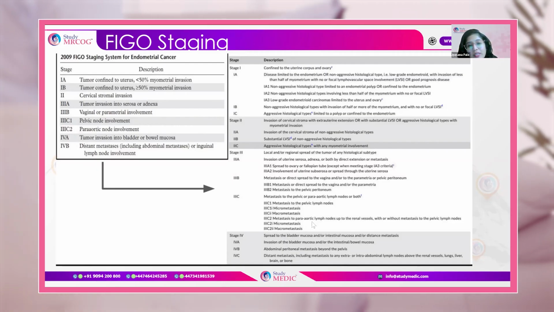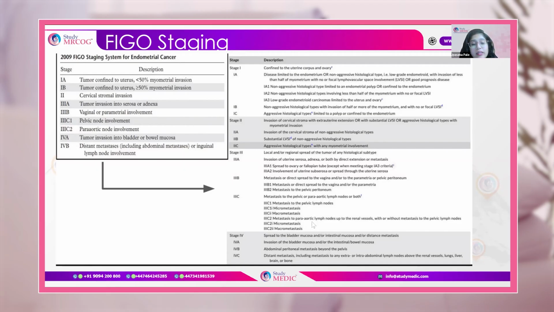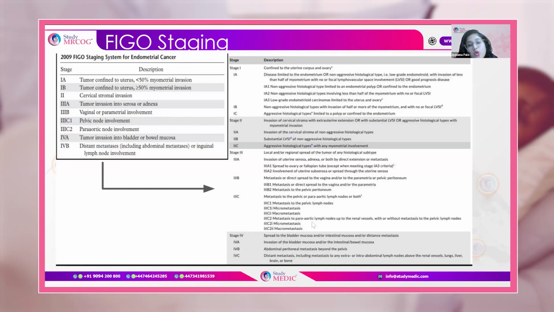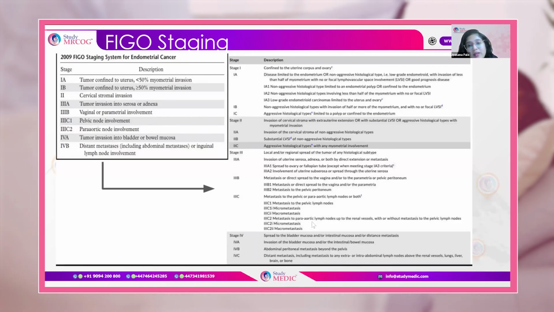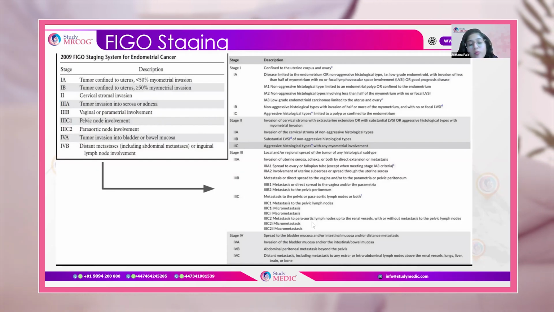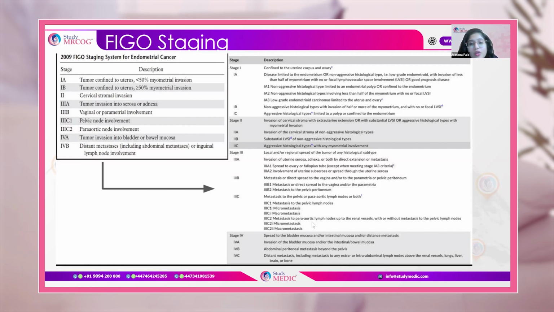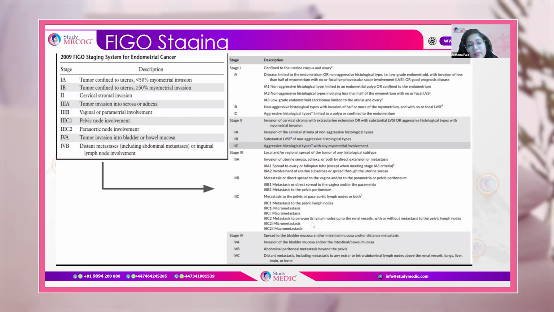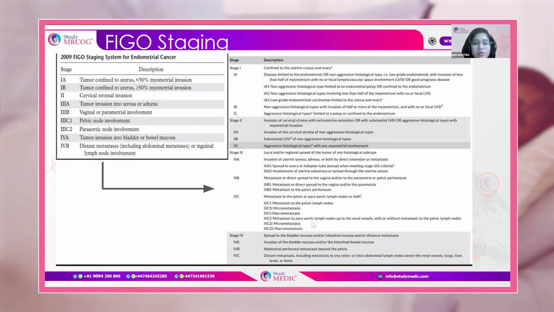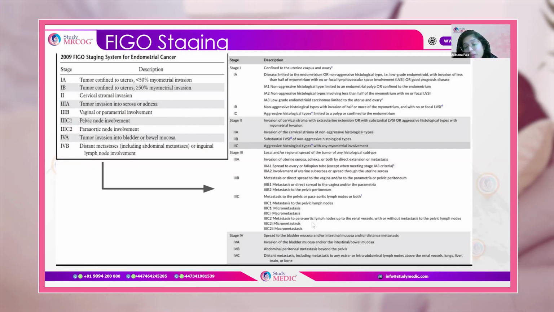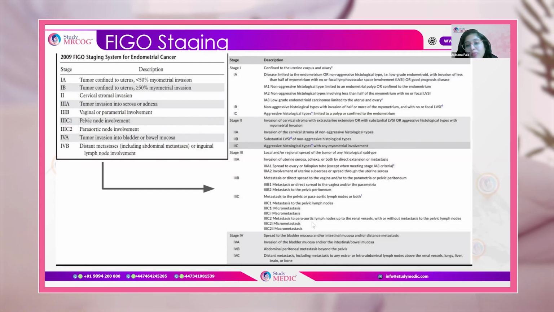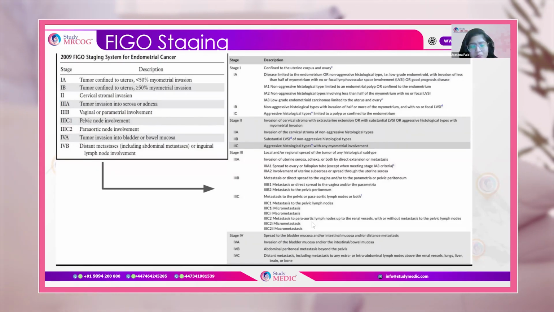Now coming to 3A, it is again divided into 2 types, 3A1 and 3A2. 3A1 is spread to the ovary or the fallopian tube except when meeting the stage 1A3 criteria, and 3A2 is involvement of the uterine subserosa or spread through the uterine serosa. 3B2 is metastasis to the pelvic peritoneum. Remember, it is to the pelvic peritoneum only, and 3B1 is metastasis or direct spread to the vagina or the parametrium.